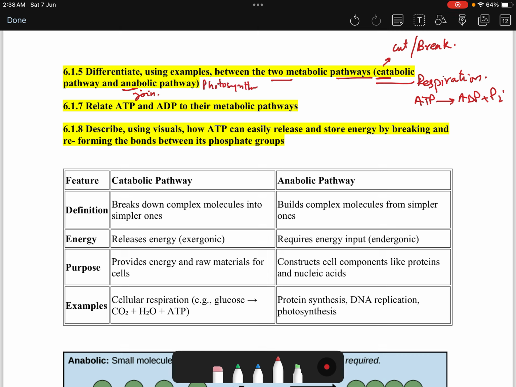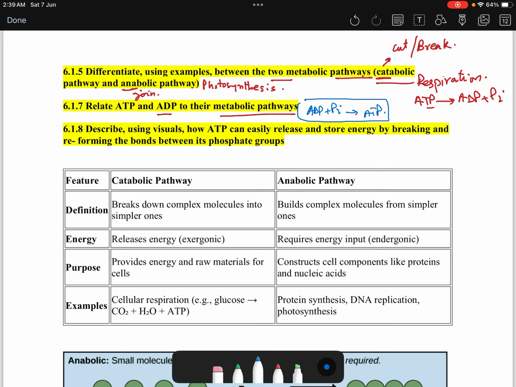When you join water with carbon dioxide and you make glucose. Relate ATP to ADP to their metabolic pathways. We just said when ATP is converted into ADP and Pi, it is a catabolic pathway, while on the other hand, when ADP plus Pi converts into ATP, this is an anabolic process. Okay, so this is anabolic.